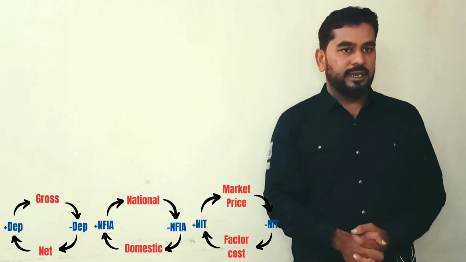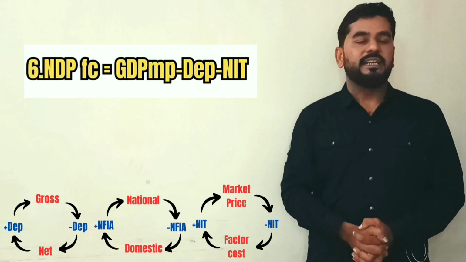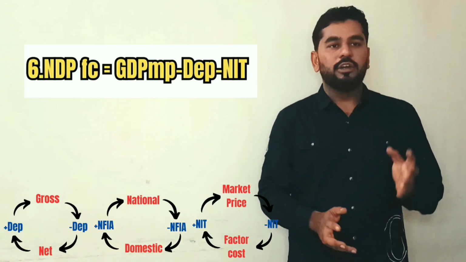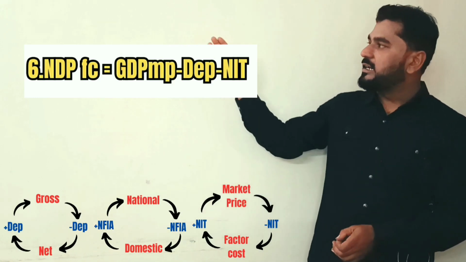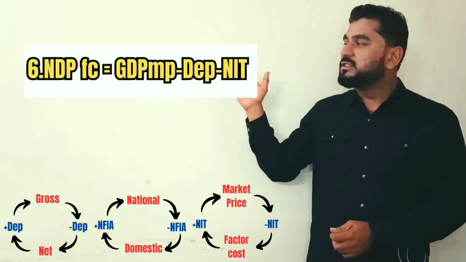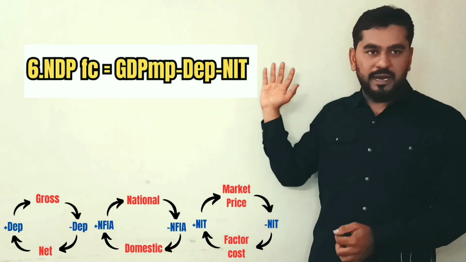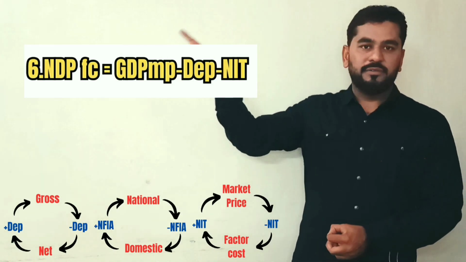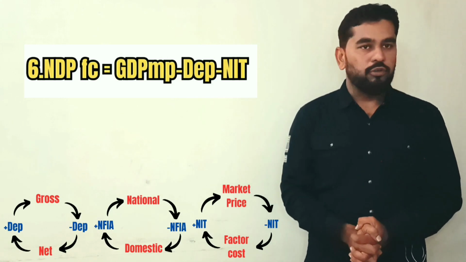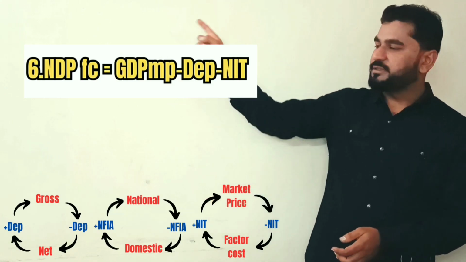And next, sixth aggregate, NDPFC, that is net domestic product at factor cost. In order to find this NDPFC, once again I take GDPMP. Okay, so GDPMP. Now you have to compare from RHS to LHS. G to N, from gross to net. What am I supposed to do? I have to minus the depreciation. Just do minus depreciation over there.